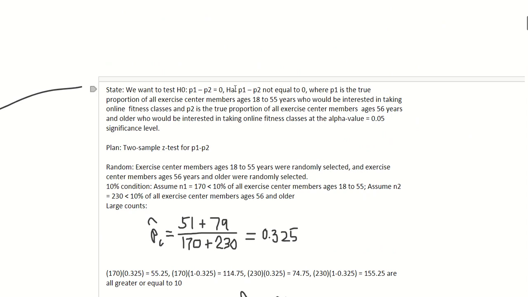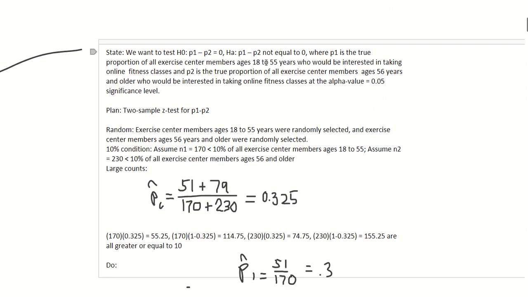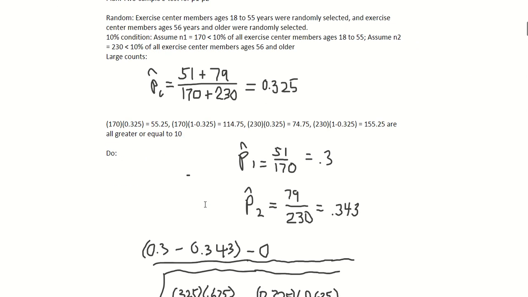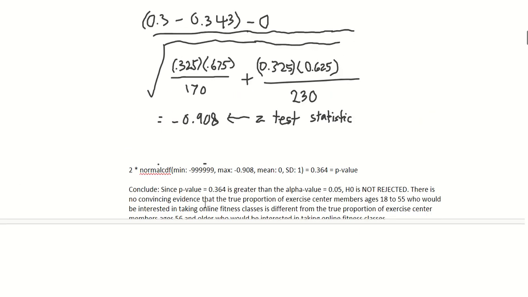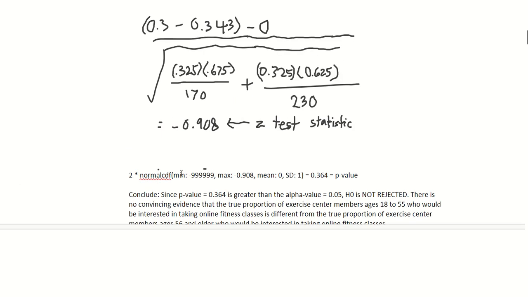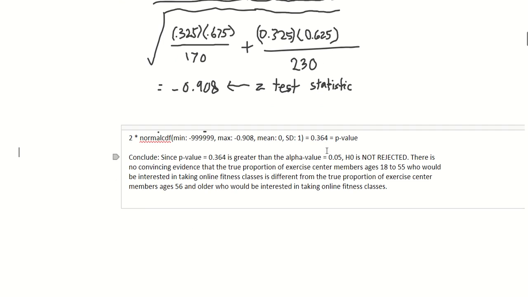So you can see in the alternate hypothesis, we said not equal to 0. And because we are just simply looking if there is any difference, this is a two-tailed test. So we multiply our normal CDF function here by 2, and that should give us 0.364. That is our p-value. And so then we can conclude, since the p-value equals 0.364 is greater than the alpha value 0.05, the null hypothesis is not rejected.